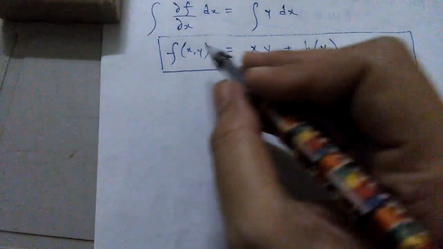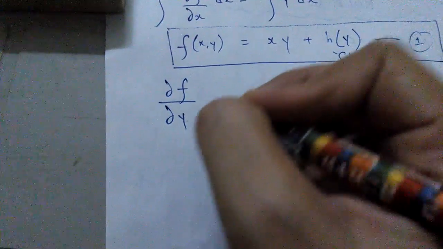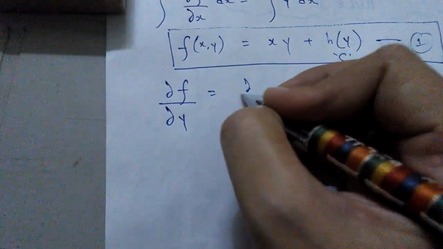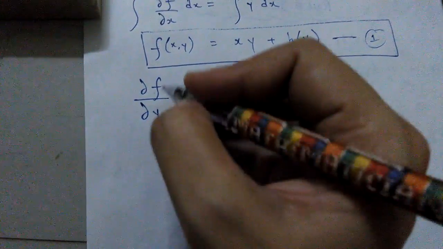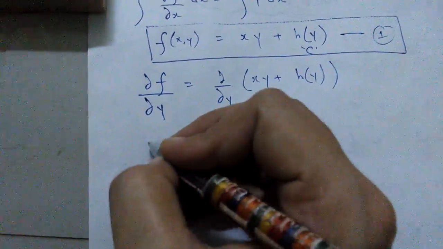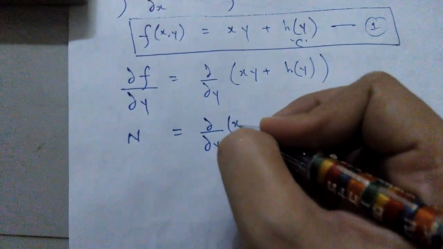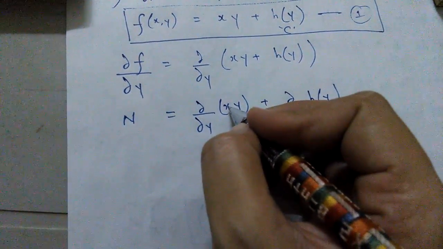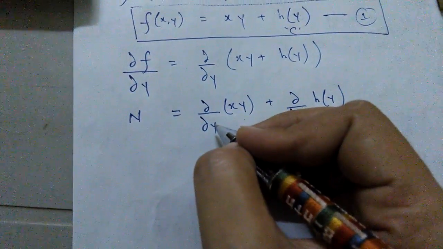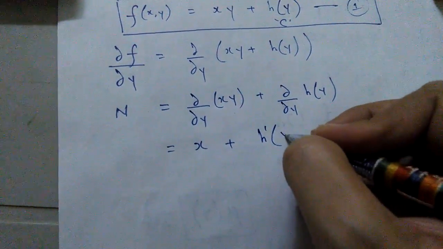Now we have to find the value of this constant thing. So we differentiate both sides of equation 1 with respect to y. So ∂f/∂y is actually our N. Over here we can put this x outside as a constant, so the derivative of y is 1, so simply x is left, plus the derivative of this function, which is represented by h prime of y.